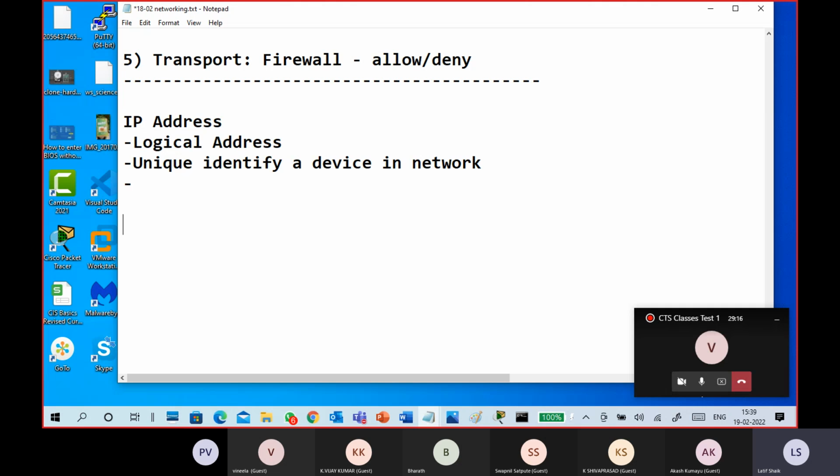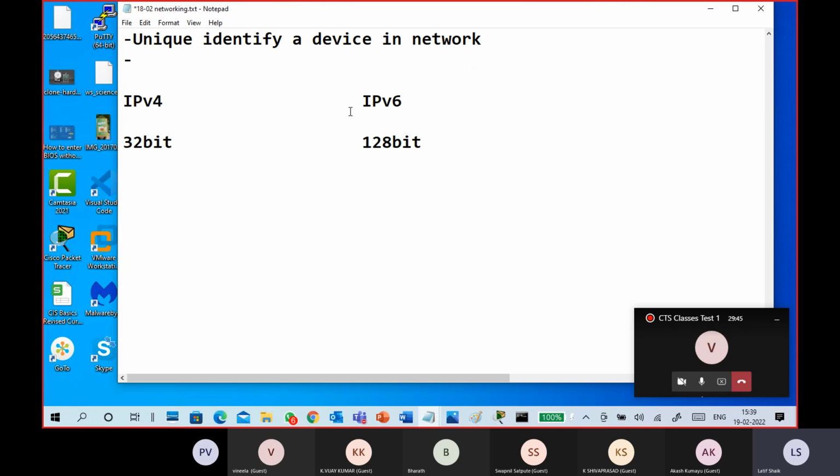In IP addresses, we have two versions currently available in the market: IP version 4 and IP version 6. What IP address you assign depends upon your network, but small differences are there. We'll discuss the small differences. IPv4 is 32-bit and IPv6 is 128-bit in binary. Guys, that's the difference.